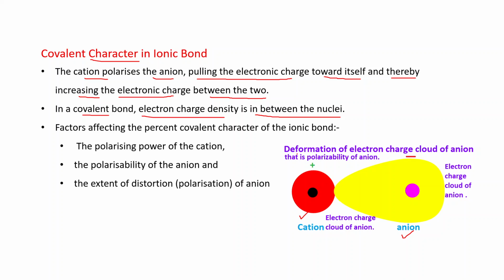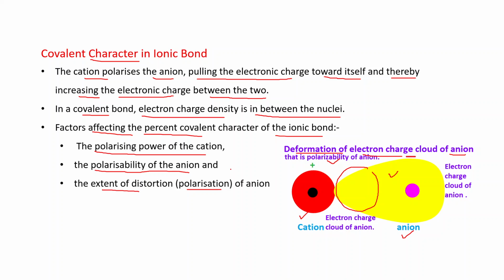But in this case, there is deformation of the electron charge cloud of the anion, and this is called polarizability of the anion. We can say this electron charge is not completely with this negative ion, that is the anion. It is somewhat shared between cation and anion. That's why some covalent character arises. Now, the factors affecting the percent covalent character of ionic bonds are: polarizing power of the cation, polarizability of the anion, and extent of distortion or polarization of the anion.